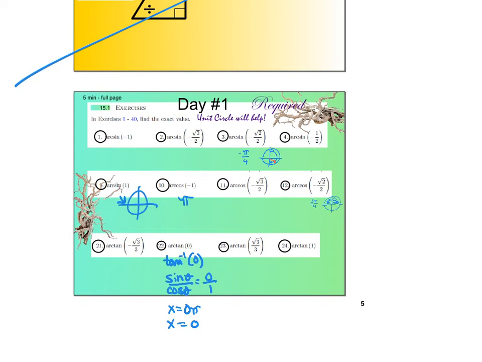I can't tell you enough how important I feel like this chapter is, or this unit is, in terms of unlocking the rest of the unit. I hope you're having a good sunny day.